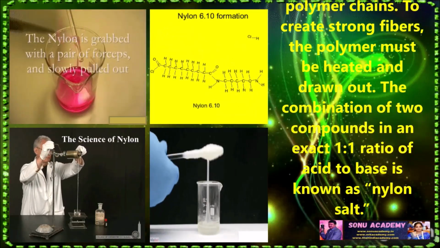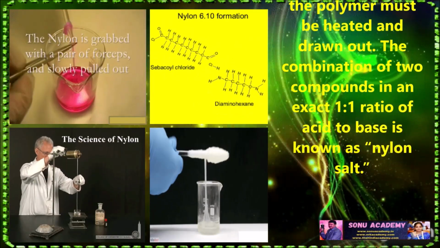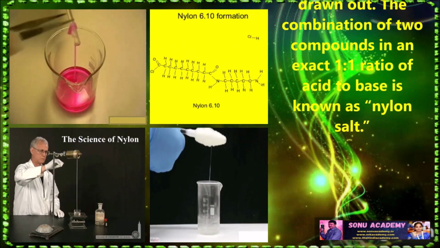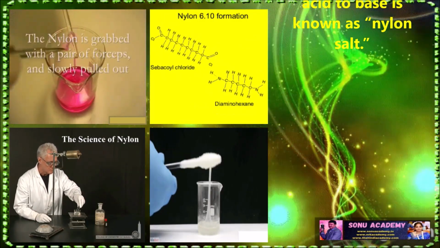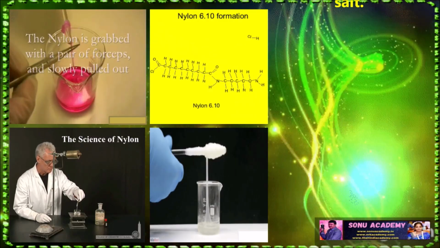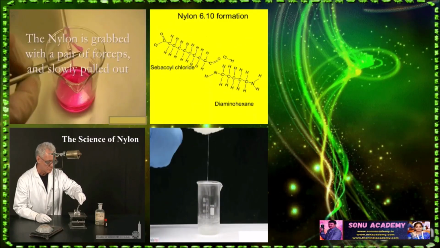To create strong fibers, the polymer must be heated and drawn out. The combination of two compounds in an exact 1:1 ratio of acid to base is known as nylon salt.